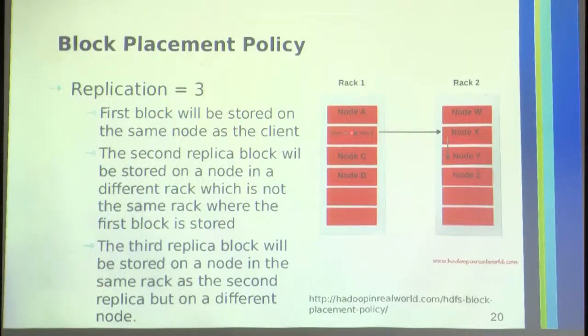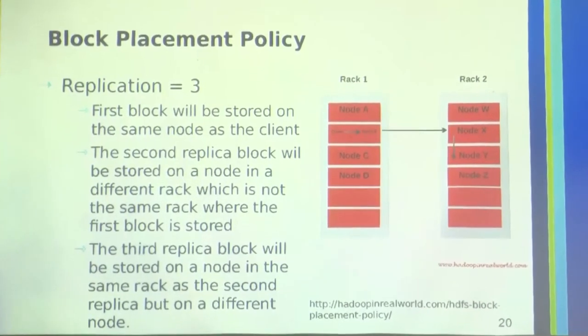And then what happens is that the first copy of the block gets stored on some data node in some rack, in this case node B. And then it's pipelined across to another node in another rack. This must be in a different rack. And then it's pipelined, but in this case the third replica is always to a node in the same rack.